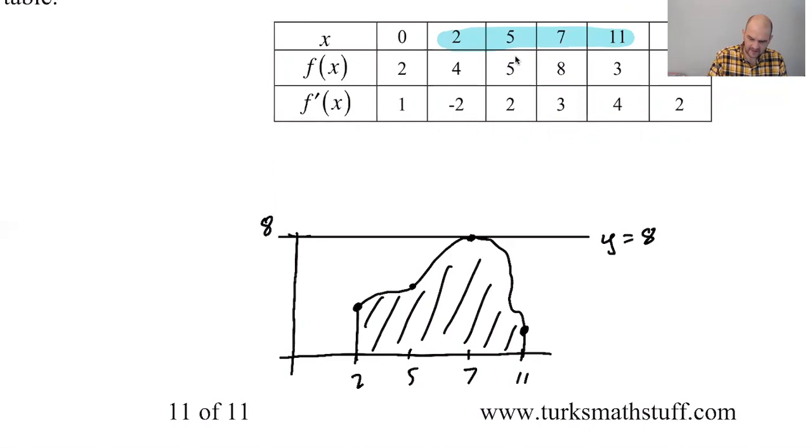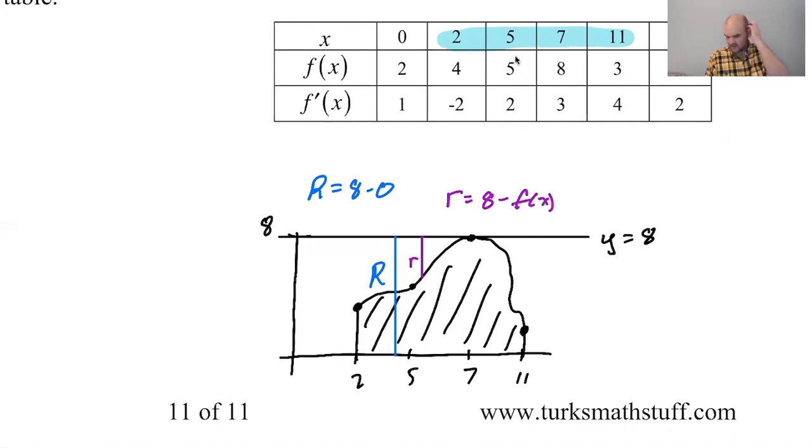All right, so we're going to get a big radius and a small radius. Your big radius, conveniently, is actually always just top take away bottom, so 8 minus 0. So big R is 8 minus 0. That's fine. Your little radius is going to be here, and that's going to be 8 minus f of x.